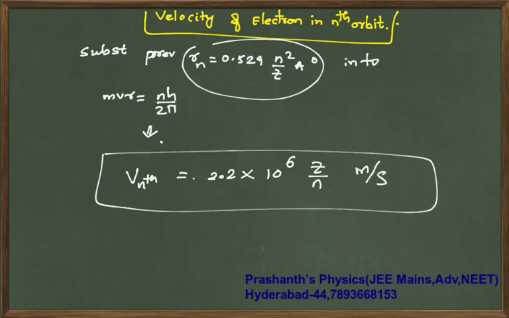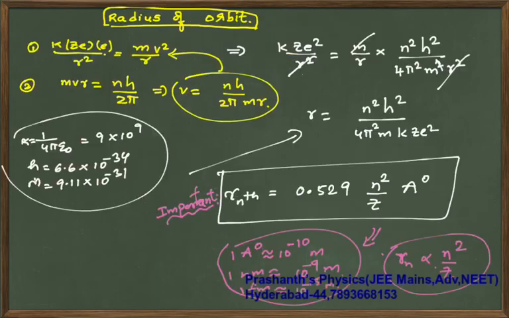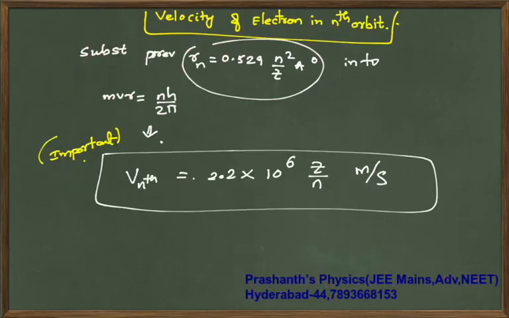This box is important. How to get this I have told you, so remember this result. So this is your velocity of electron in the nth orbit. Each relation is important. For radius it is 0.529 n square by z. For velocity of electron in nth orbit it is 2.2 into 10 power 6 z by n.